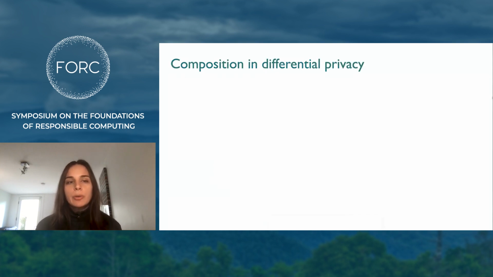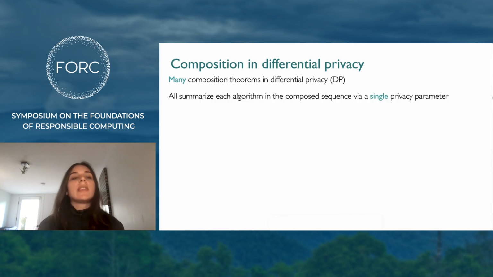And specifically, we will be focusing on differential privacy. And there are really many composition theorems in the literature on differential privacy. And while they differ in certain aspects, they generally also share one limitation, and that is the fact that all of them summarize each algorithm in the composed sequence using a single privacy parameter.